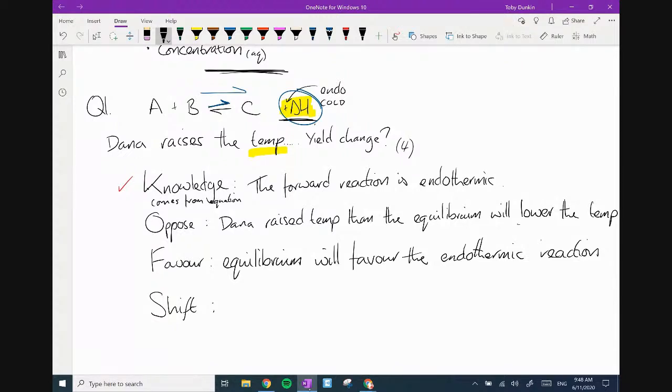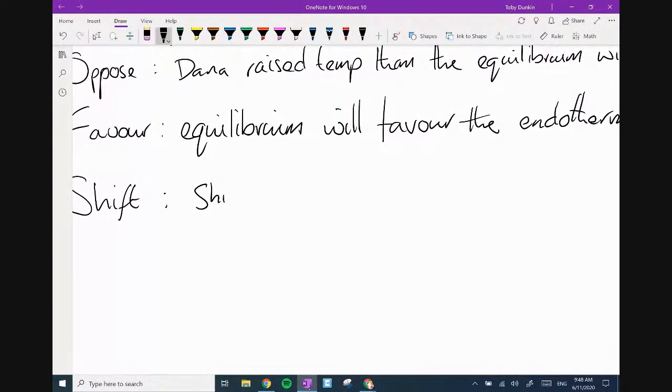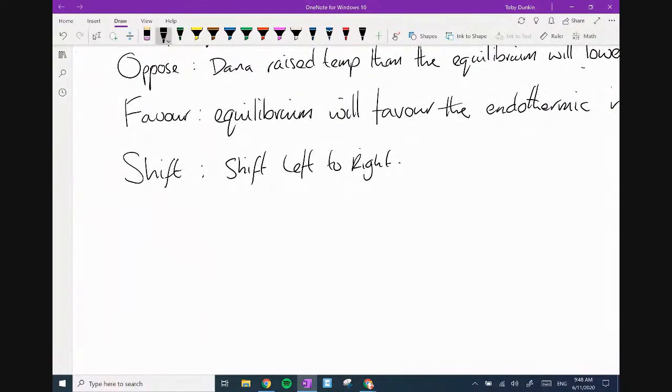Shift left to right. Thank you so much, guys. Really, really impressed. You guys nailed that. Dana, absolutely on it. Shift from left to right, yield increases. Well done. It's always good to mention the yield. It should be KOFS. Yeah, and the yield, therefore, increase. Yield of C will increase.